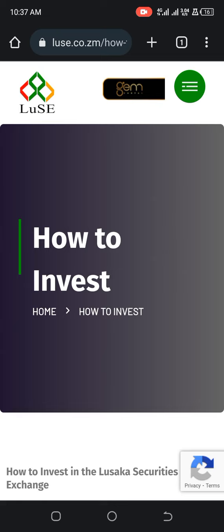So the secondary market is where the Lusaka Stock Exchange falls. The Lusaka Stock Exchange is a place where people can buy and sell their shares. So how can you invest in these shares in Zambia? And we're talking about the shares of publicly traded, publicly listed companies in this regard. So how can you do it?